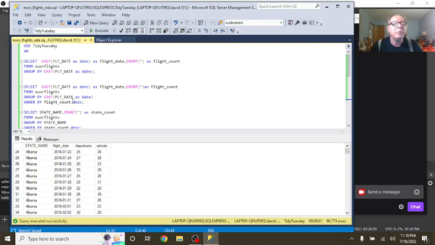And again, we come down here and we do a count by date. We come down here, we do another count of flights. We do it by the flight count. Same basic data, except we're sorting it by the flight count.